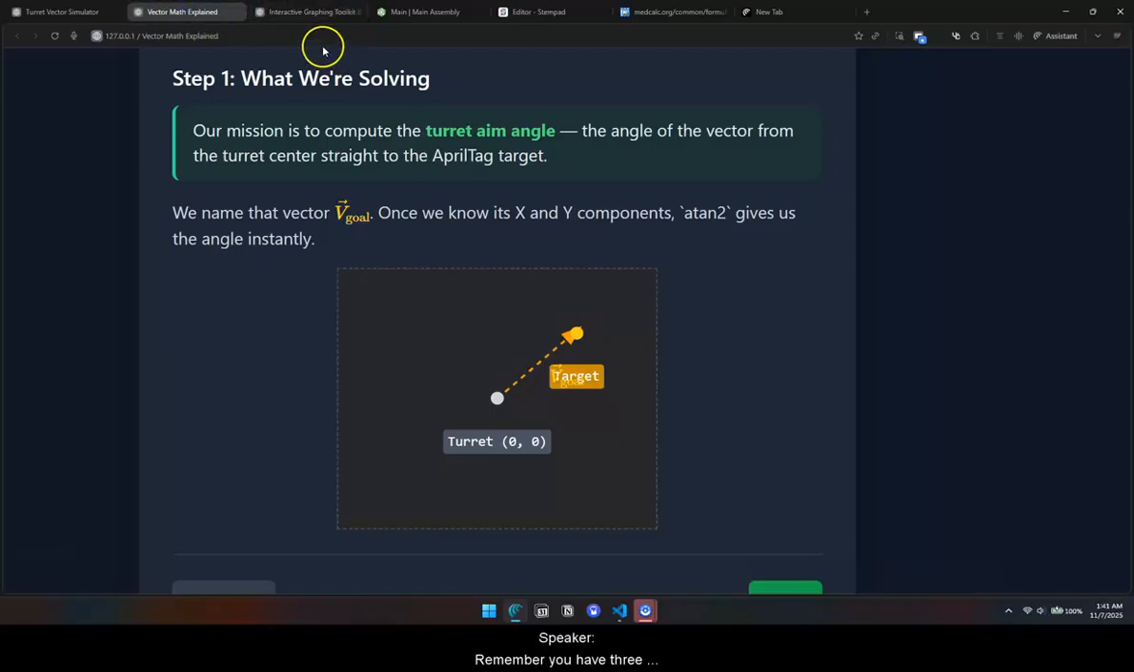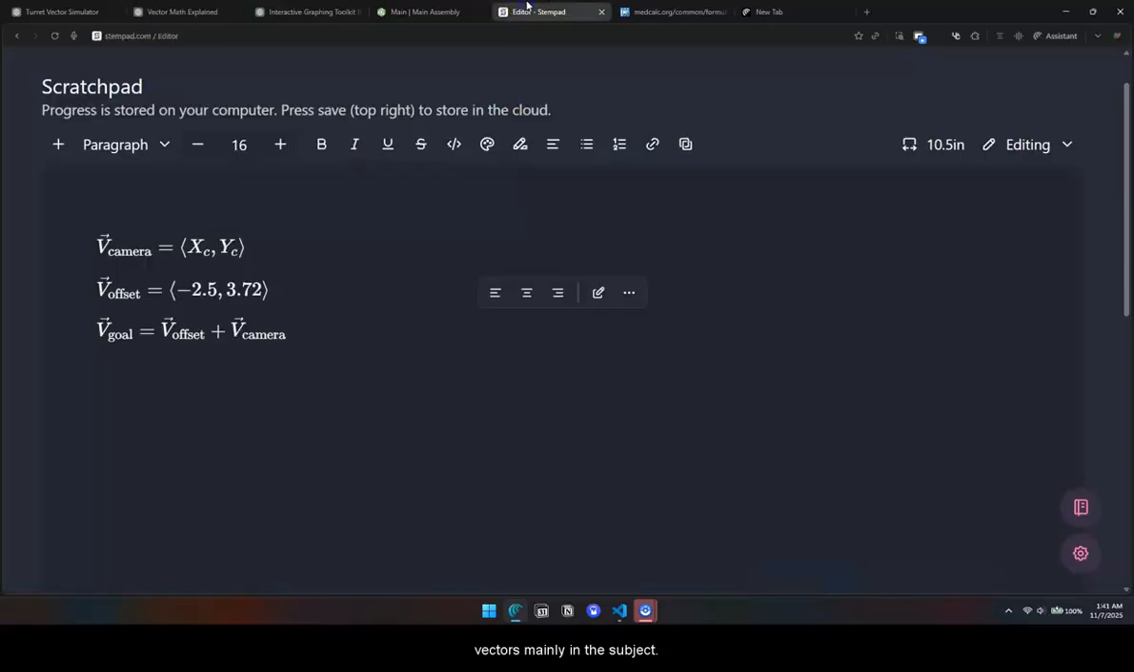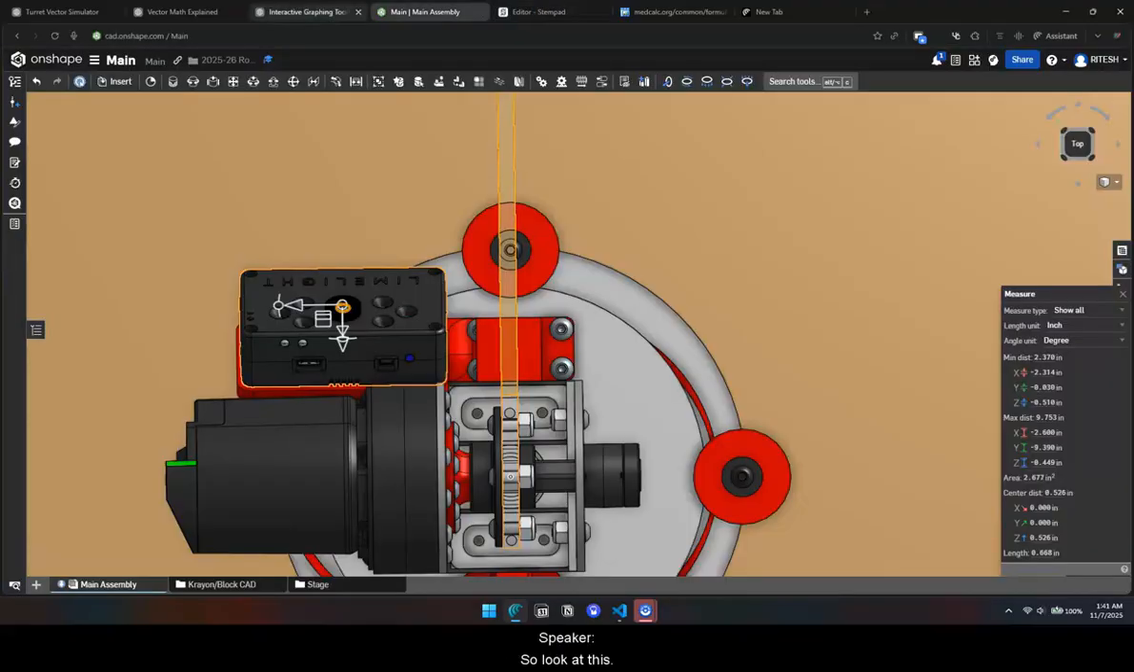Remember, you have three vectors mainly in the subject. You have your V camera, that's what your camera is going to give you. Your offset, that's from your turret center to your Limelight. That's your offset, right? Negative 2.5 and 3.72 are real offsets from the robot. It might be changed because Seitet is changing a couple of things in the Limelight, so it might be changed. And your V goal is just you add these two together. So look at this.